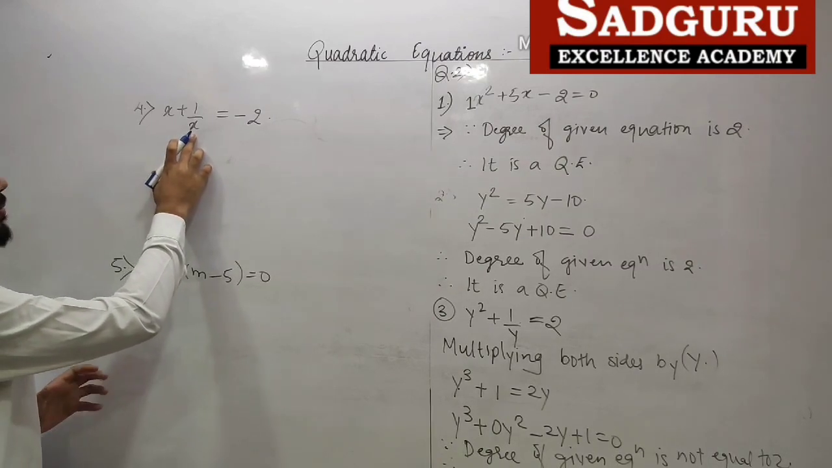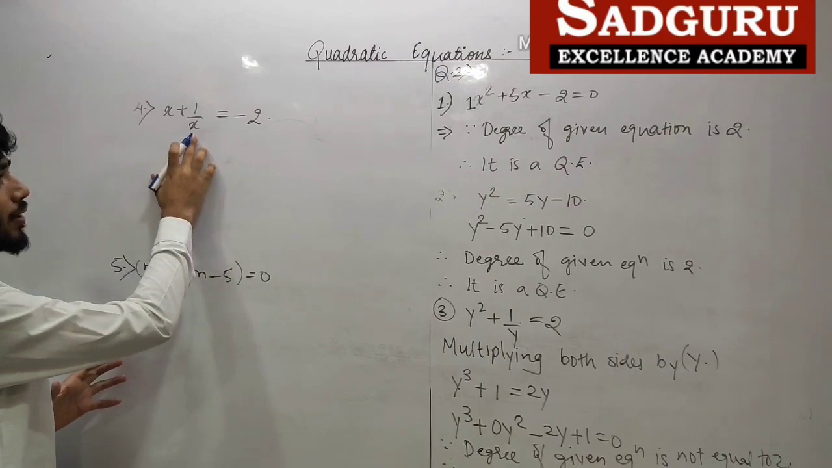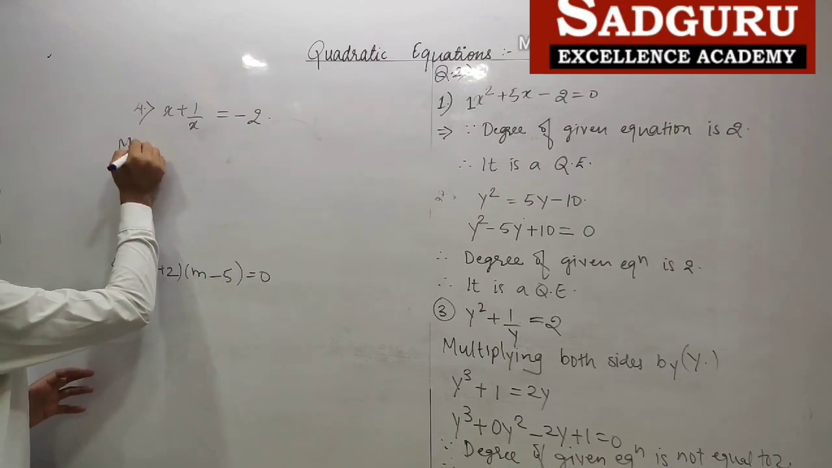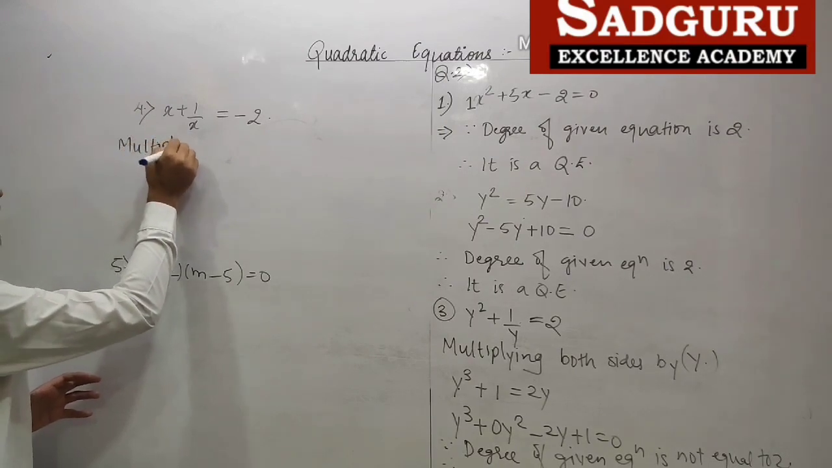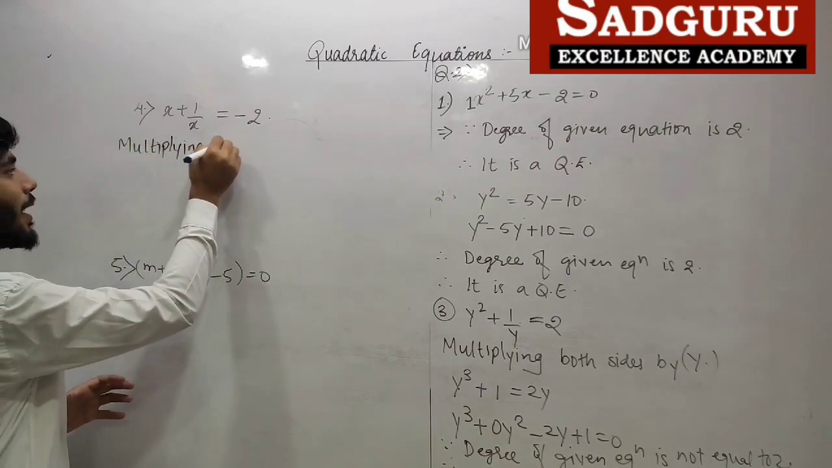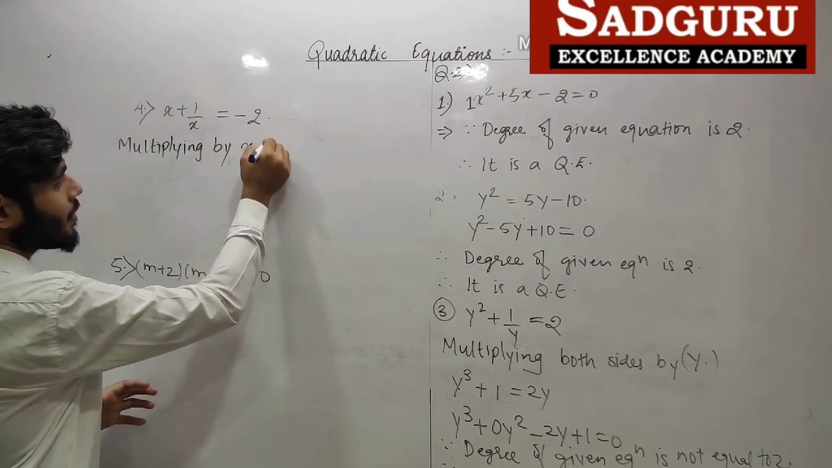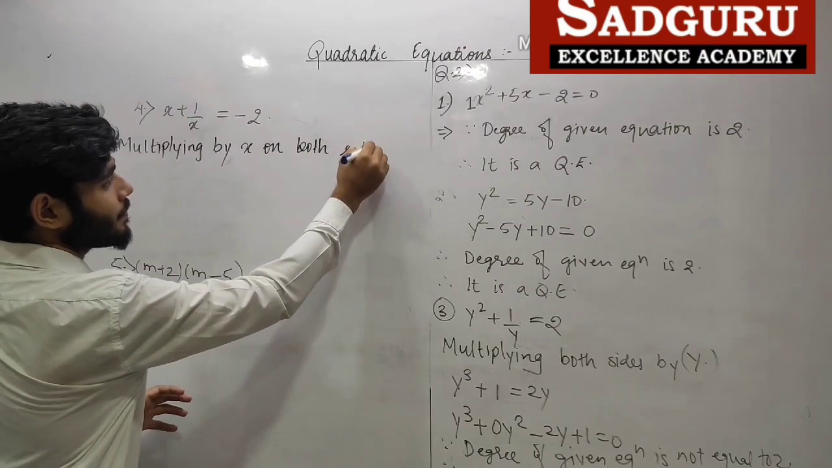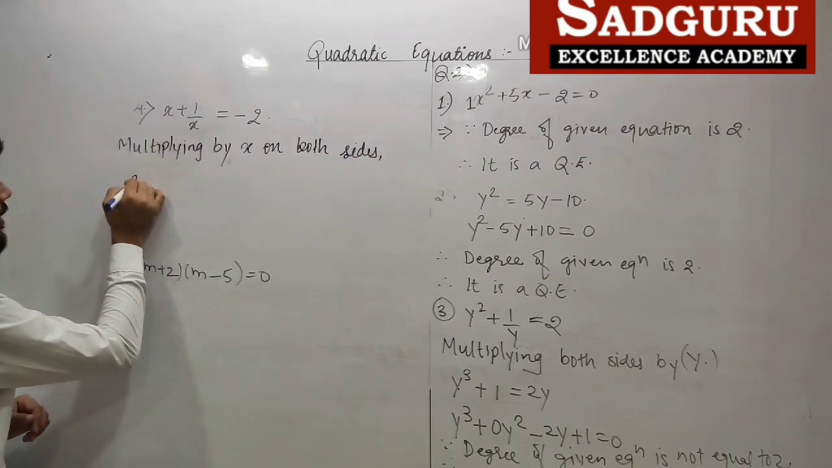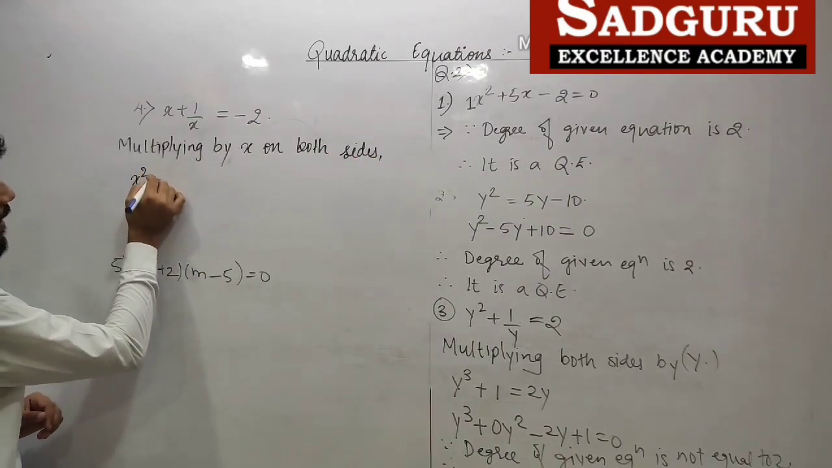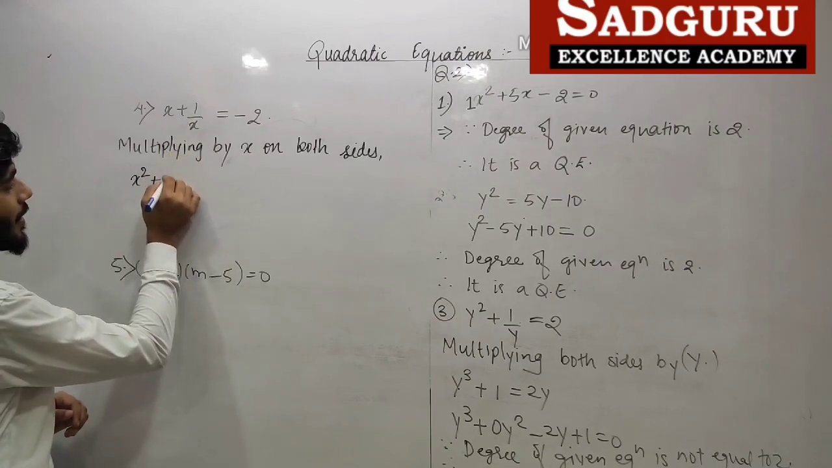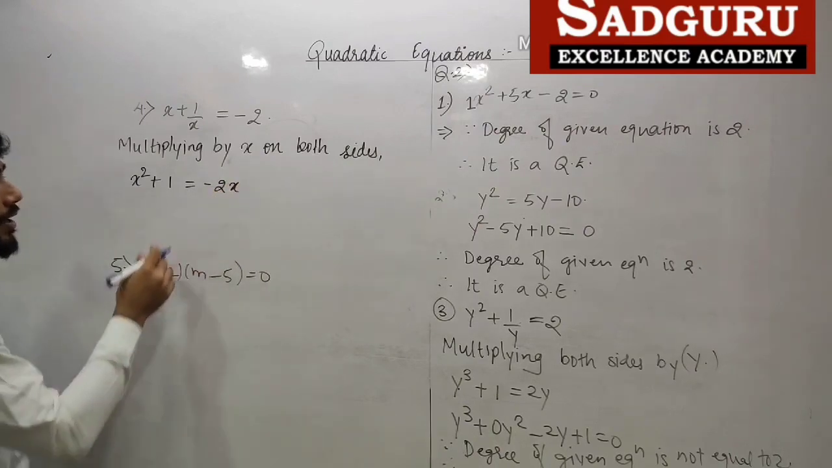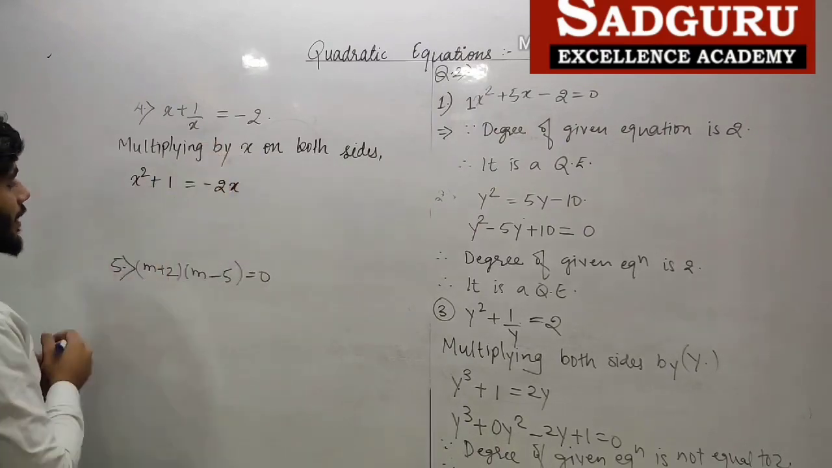What we will do? We'll multiply by x, because we want to eliminate this x as a denominator, right? So multiplying by x on both sides. So here it becomes x square plus x upon x, it becomes 1, equals minus 2x. Why? Because we multiplied it by x.